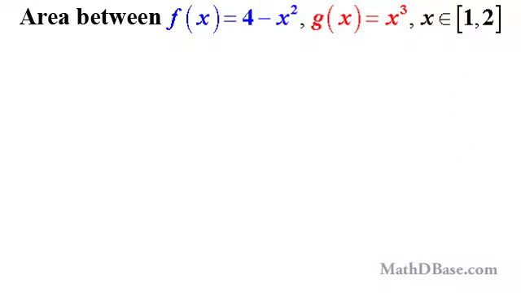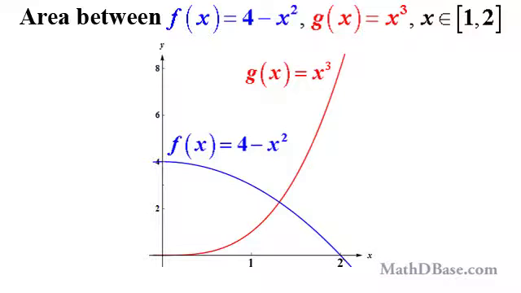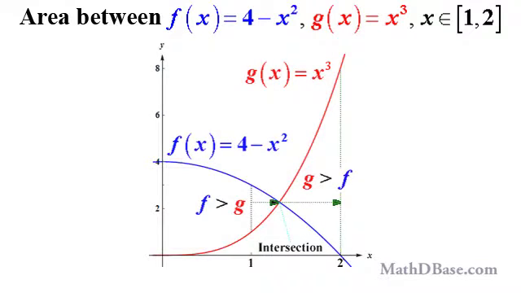Let's find the area between f of x equals 4 minus x squared and g of x equals x cubed between x equals 1 and 2. Sketching the graphs, we can see that the graph of f is above, or has values greater than those of, the graph of g from x equals 1 to their point of intersection. And from the intersection point to x equals 2, the reverse is the case.